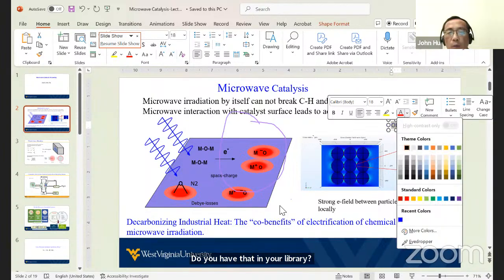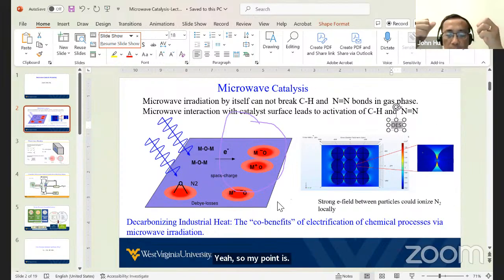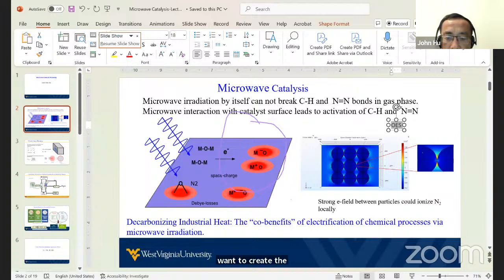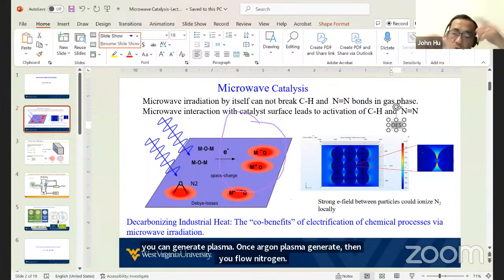So my point is, there are two ways to generate plasma using microwave. Either you put in vacuum, or you start with argon. If you want to create nitrogen plasma at ambient pressure, not vacuum, you should not start with nitrogen. You should start with argon. With argon, you can generate plasma. Once the argon plasma is generated, then you flow nitrogen, and then you start the reaction. So that's a trick you can play.